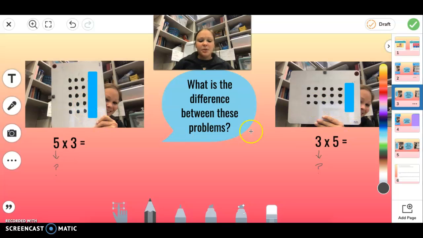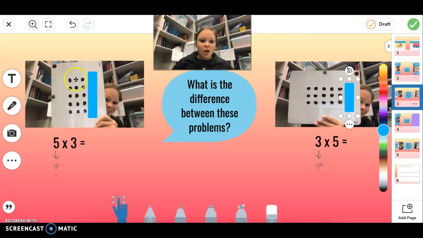What is the difference between these two? This one shows 5 times 3, and this one shows 3 times 5. Well, the difference is I just rotated my board, and the rows and columns changed. So let's figure out the answer and make sure that these actually are the same problem.